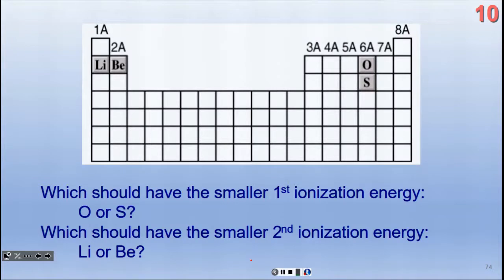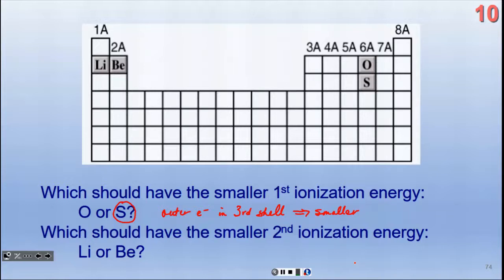It should be easier to remove from sulfur because why? The outer electron is in a different shell. It's in the third shell, farther away from the nucleus, easier to remove, smaller first ionization energy. Oops, I did the letters backwards. Fix that. Oops.